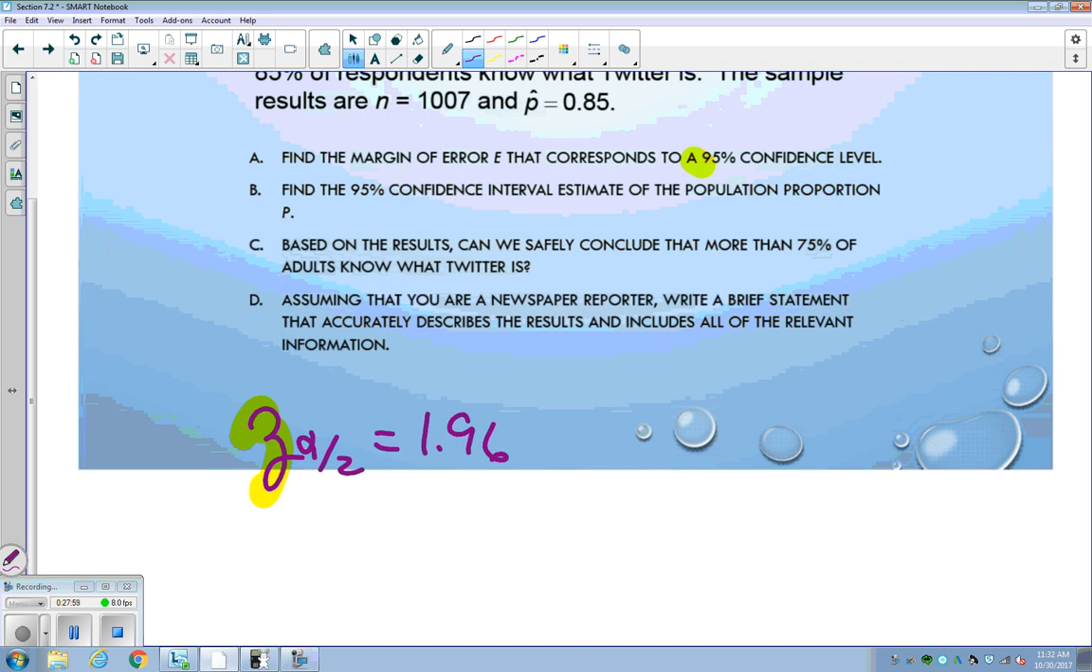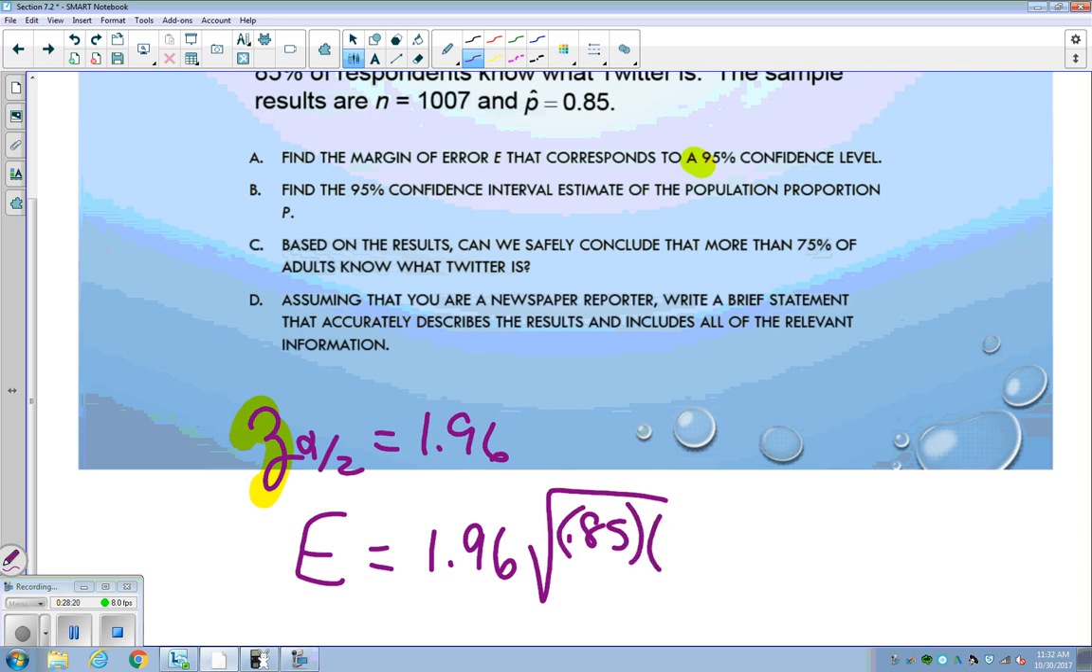So I need to find the margin of error. The margin of error is equal to z of alpha over 2, so that's 1.96, correct? Then I'm going to multiply by p hat. What's p hat? 0.85. Then I multiply by q hat. What's q hat? 0.15. Divide by n. What's n? 1,007.